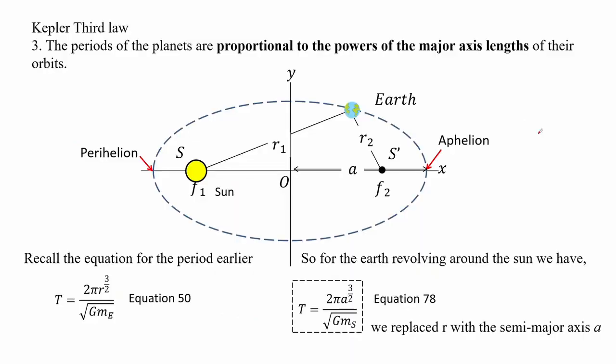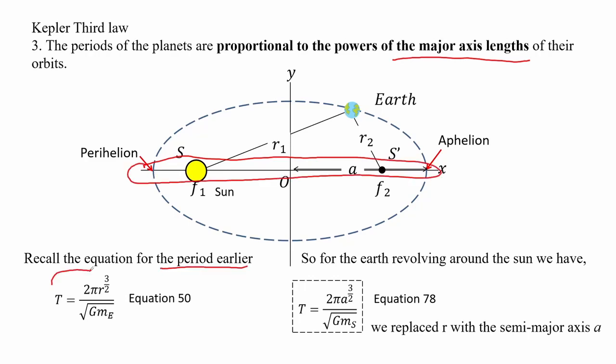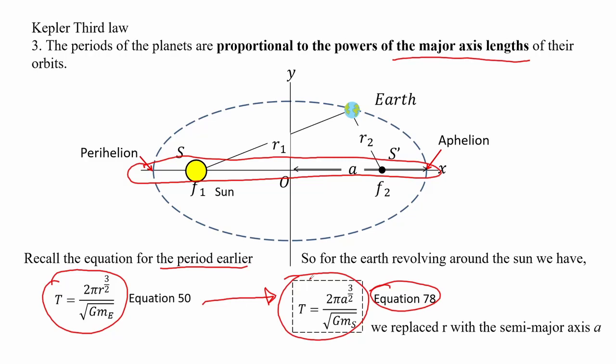Kepler's third law states that the periods of the planets are proportional to the powers of the major axis lengths of their orbits. So we have already derived the expression for the period, and we simply replaced it with Sun's mass and replaced the distance r with the semi-major axis a. So the period for an object orbiting around the Sun is given by equation 78. So we see that the function is independent of the shape of the orbit, which means it does not depend on the eccentricity.